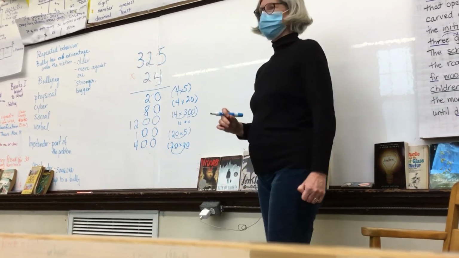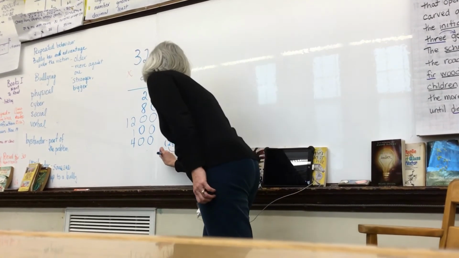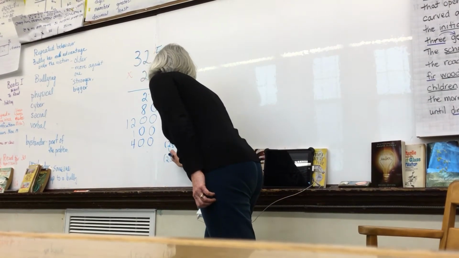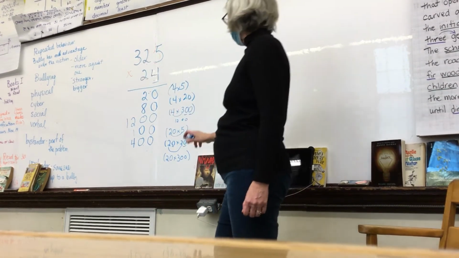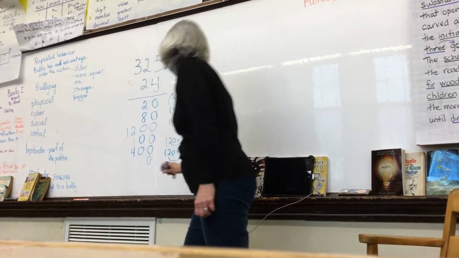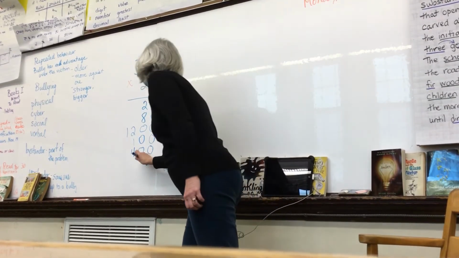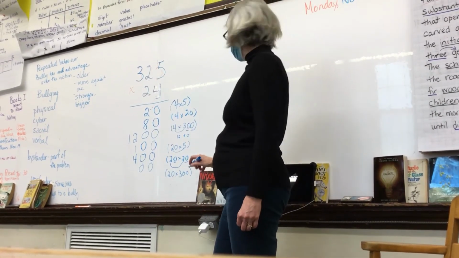What's the last thing I have to do? Noah? 20 times 300. Exactly, because the 3 is in the hundreds place. So do I have any ones here? Do I have any tens here? Will I have any hundreds here? But I'm going to have a lot of them.